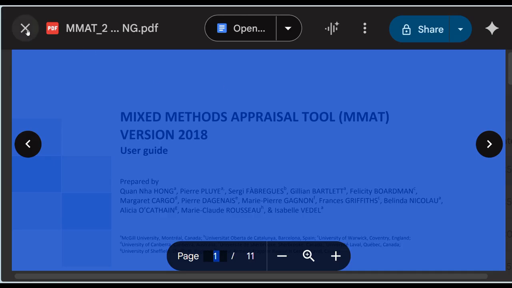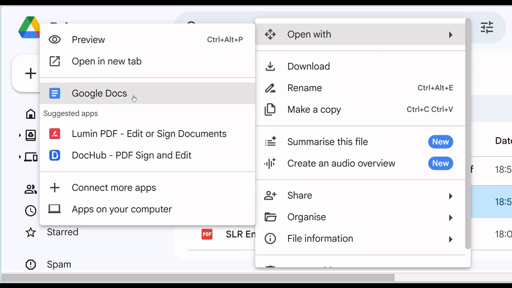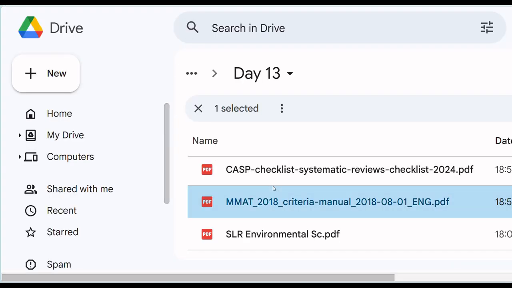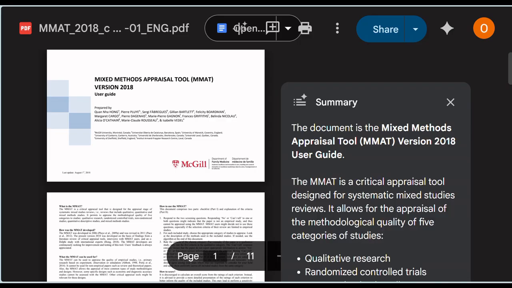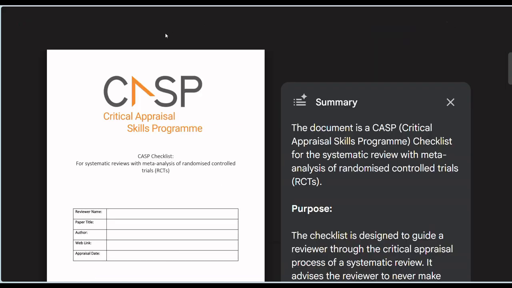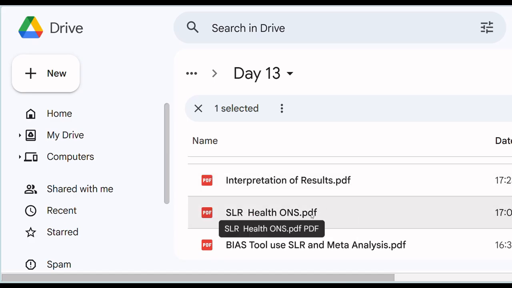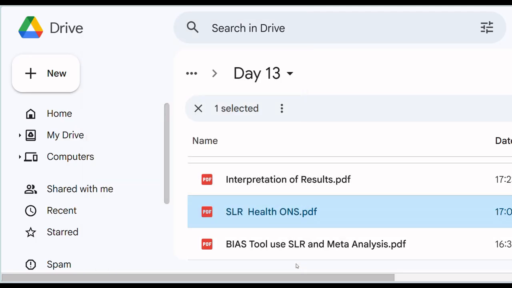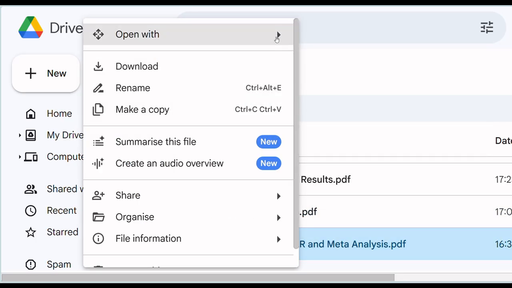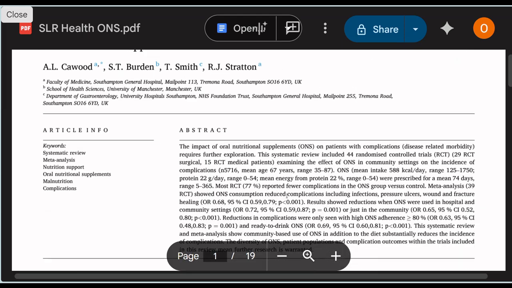I'm trying to open those tools one after the other. I'm almost there. Okay.